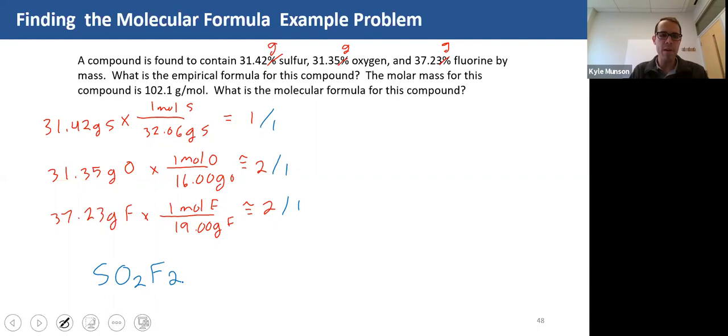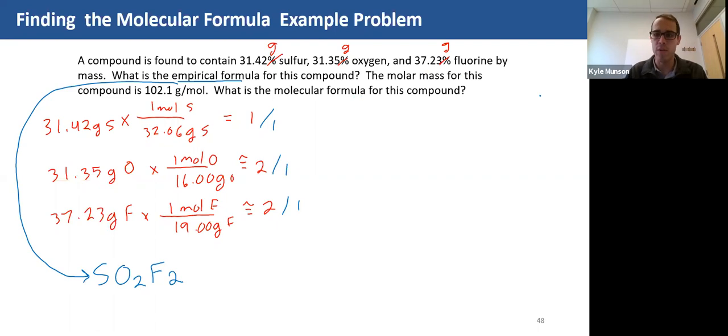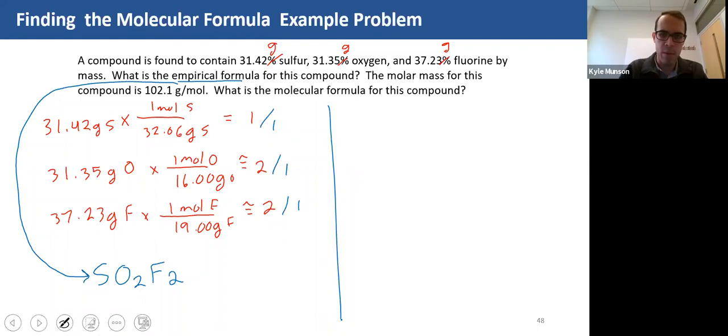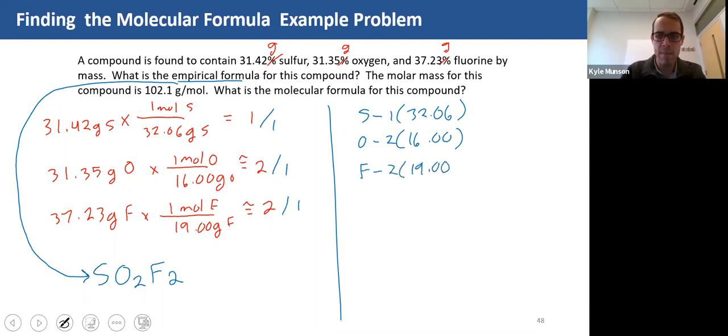So now that we have the empirical formula, we want to find the molecular formula. To do that, we need to find the molar mass of the empirical formula unit. So we have sulfur, we have one of those at 32.06. Oxygen, we have 2 of those at 16. Fluorine, we have 2 of those at 19.99. Add all that together, I get approximately 102.06 grams per mole.